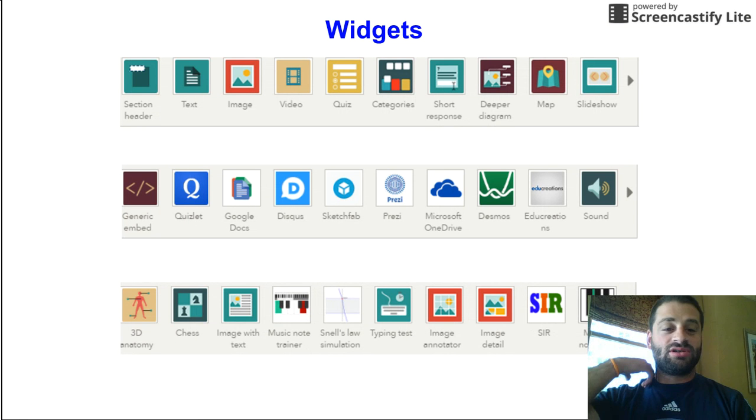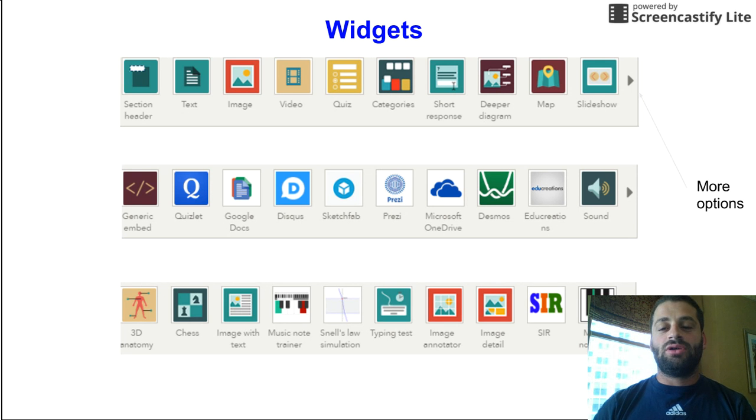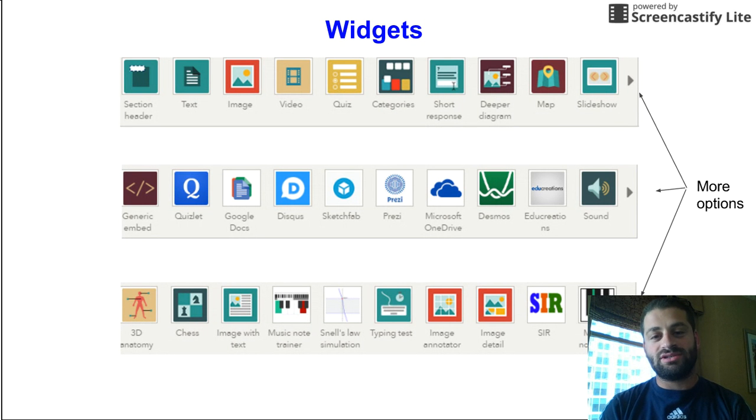These are the widgets I was talking about. This is about 70% of the possible widgets. If you look on the right side where the arrows are popping up, there are more options on each of these. So if you look at the top row, that's the most commonly used or well-known widgets. So in my first one, I have used a multiple choice quiz. I've used the categories, which I'll show you a video of in just a second. I've used short response. I used a map. And I think I have a Quizlet in there as well. That's from the second row.